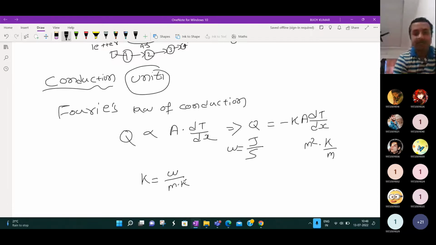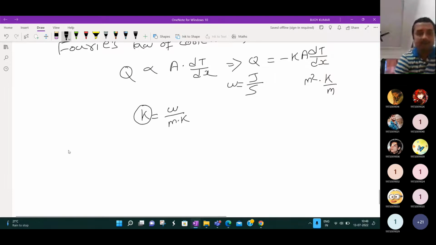Okay, this is what we discussed till now on conduction. Then let us discuss more about thermal conductivity. Okay, I told you this is the most important topic. So let's discuss more about thermal conductivity.